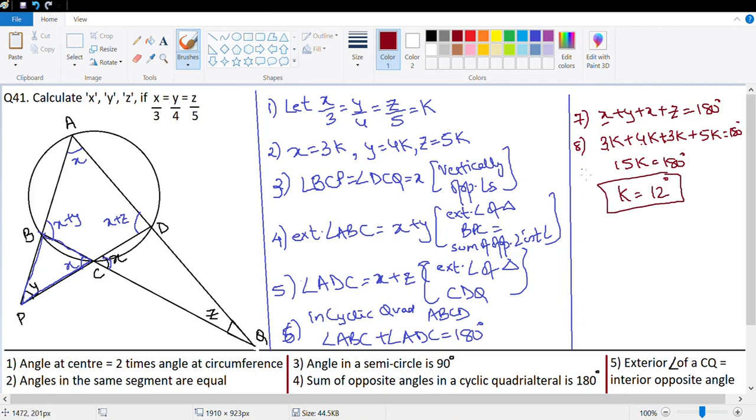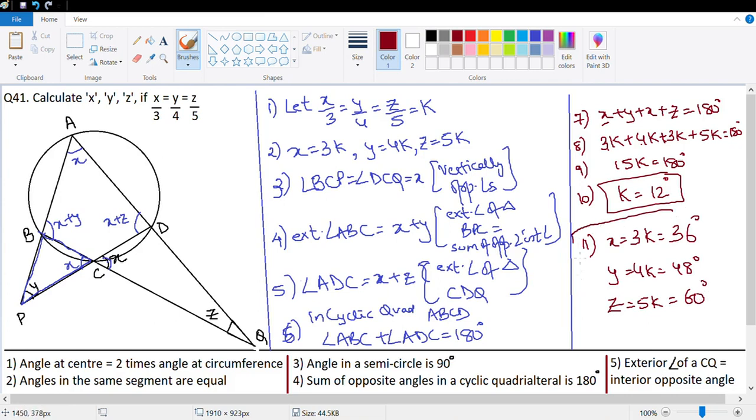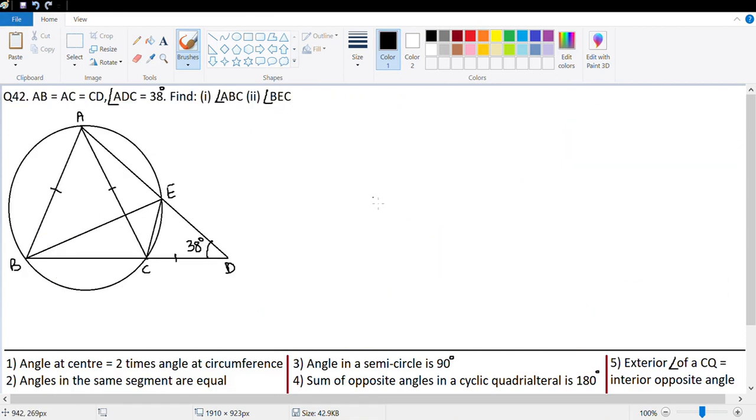180 divided by 15, that's 12. We need to calculate X, Y, and Z, which means X is equal to 3K is equal to 36 degree, Y is equal to 4K, which is 48 degree, and Z is equal to 5K, which is equal to 60 degree. Simple one, but very interesting. Next question. The next question that we'll do would be question number 42. Let's look at the question.